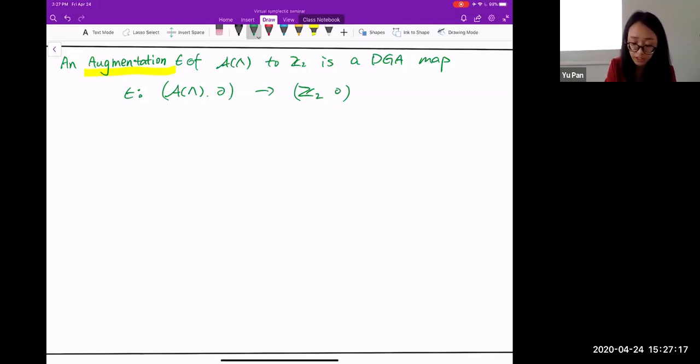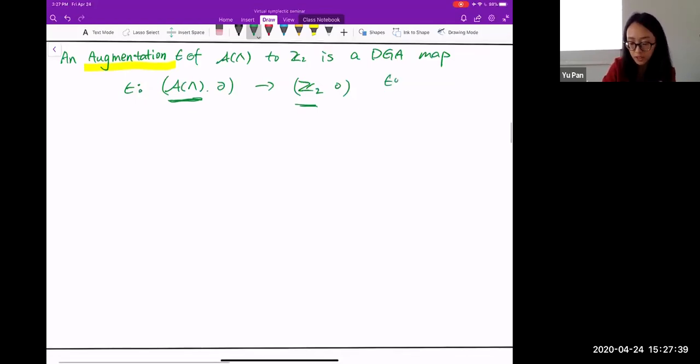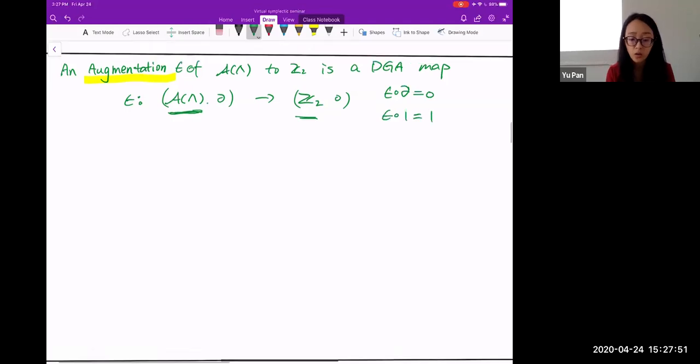This is a DGA map. You can think of it as a chain map that preserves the algebra structure. What it really does is send each generator in this algebra, basically each Reeb chord, to a number, and then satisfy certain conditions. The chain map condition is just differential composed with epsilon equals zero, and the algebra condition is that it maps one to one, things like that.